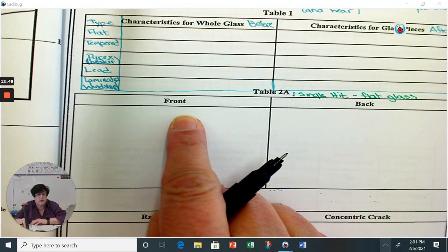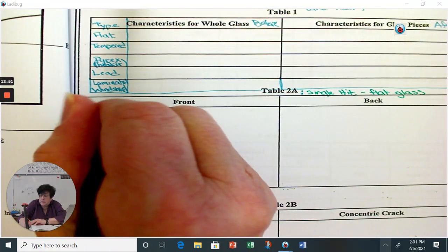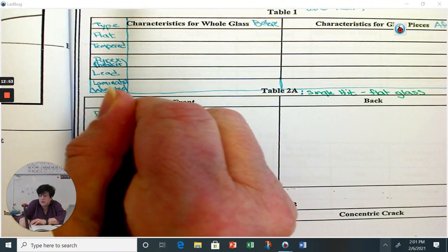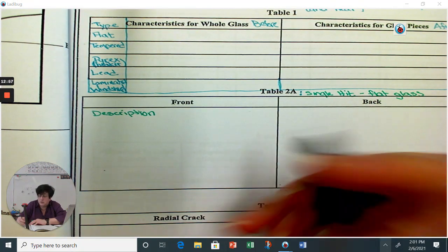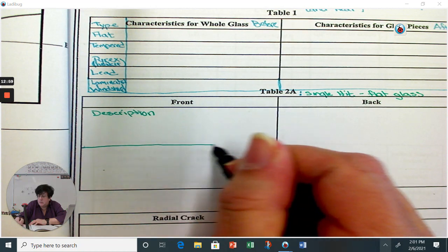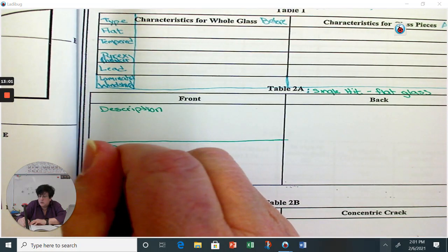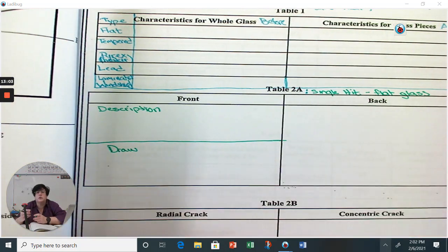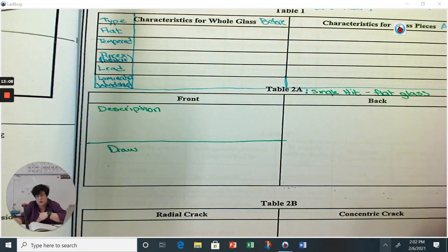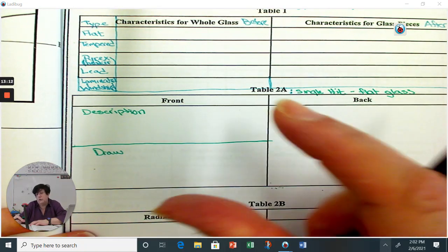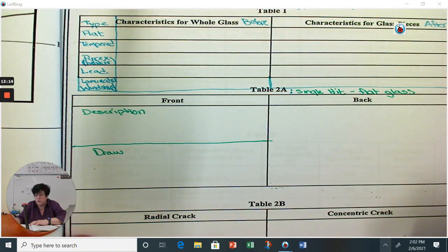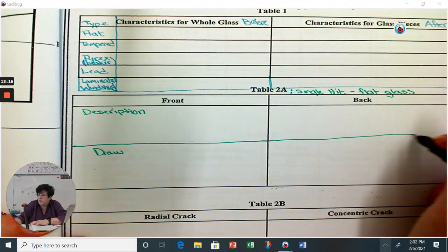What did the front look like? So this is description, and then we're splitting it. You're going to draw it, and you might have to pause the video to draw it. So we're going to split. Just like if you took Forensics 1, we did that with the blood lab. You had to describe and you had to draw. Well, guess what? We're going to do that again. Front of the glass, and I'll tell you, this is the front, this is the back, so you know. And then we're going to do the same thing over here.